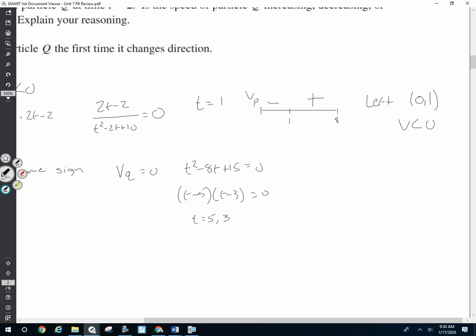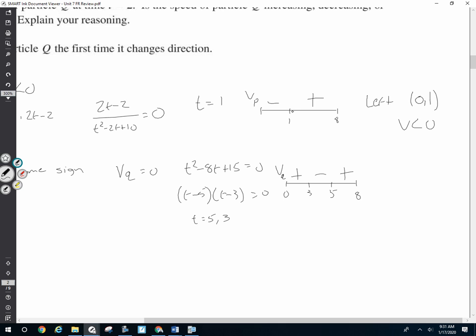Okay, so I'll do a sign analysis here. We're going from 0 to 8 again. This is the velocity of Q. I got 3 and 5. Got positives to the right of 5, negatives between 3 and 5, positives between 0 and 3. That's a negative times a negative. So one of my velocities in the same direction.